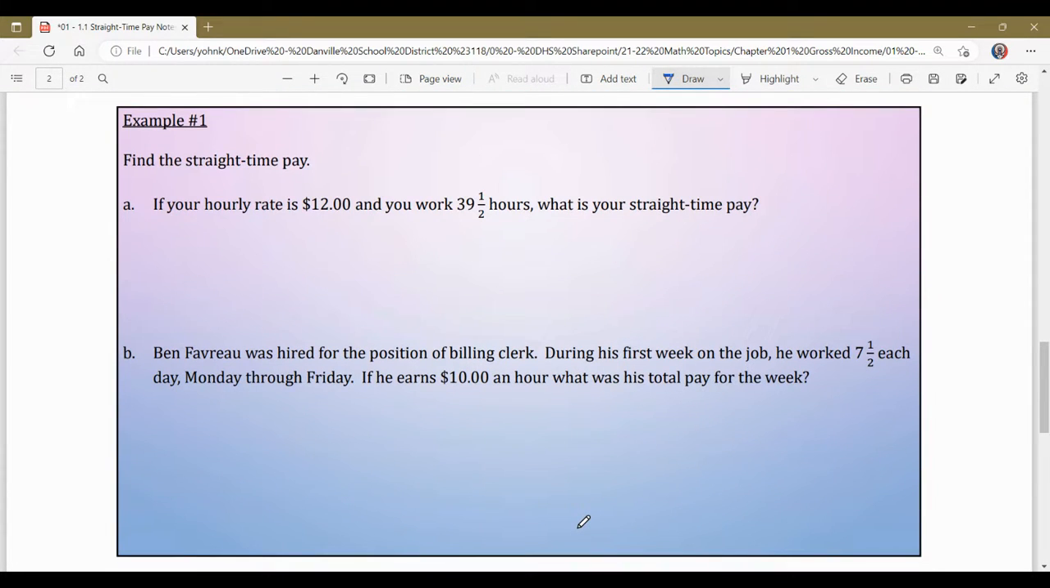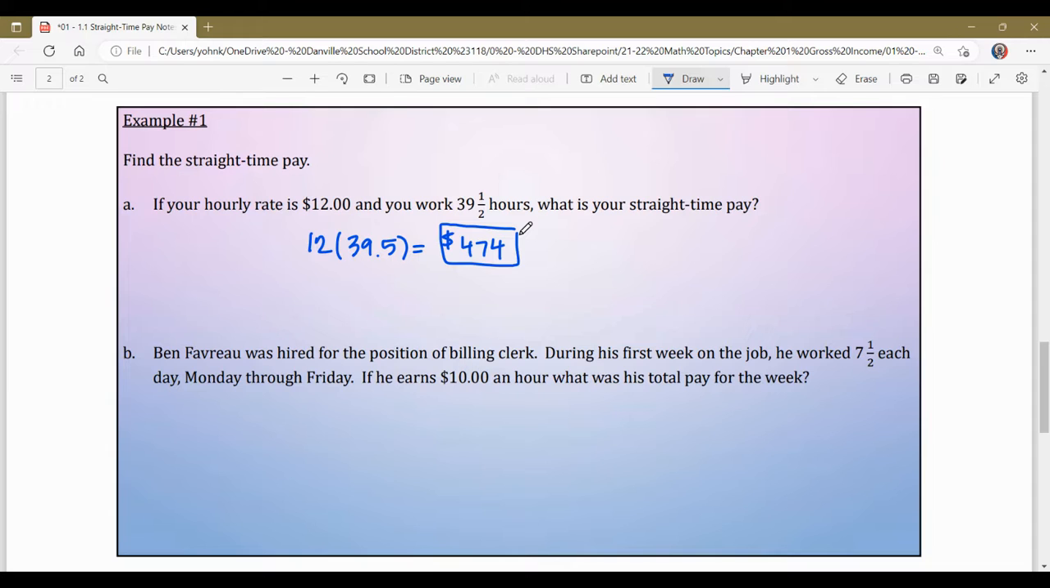So, number one, find the straight time pay, part A. If your hourly rate is $12 and you work 39 and a half hours, what is your straight time pay? Well, all you have to do is take your hourly rate, which is $12, and multiply by the number of hours that you worked, which 39 and one half is the same as 39.5. So if I multiply 12 and 39.5 together, I get $474.